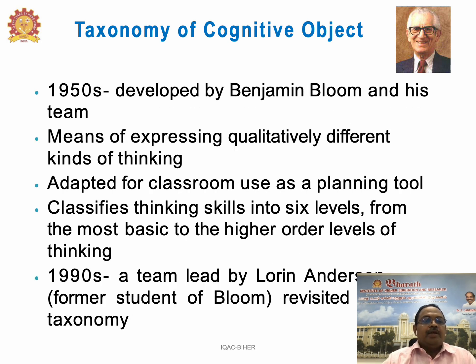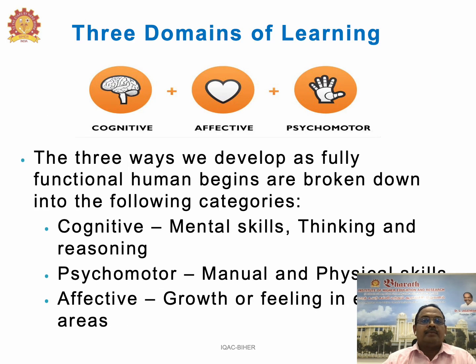In 1950, Benjamin Bloom and his team developed a new type of taxonomy, which is called Bloom's taxonomy. After that, this taxonomy was revised in the year 1990 with the help of Lorin Anderson. So sometimes we call it the revised Bloom's taxonomy or the Anderson-Bloom taxonomy.